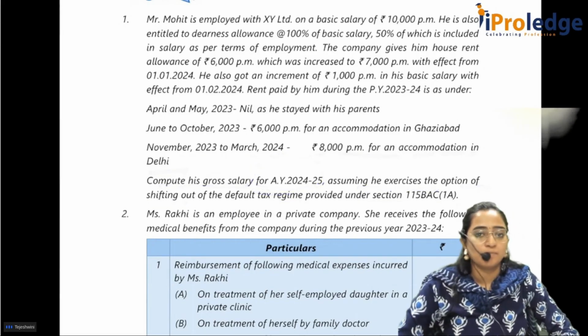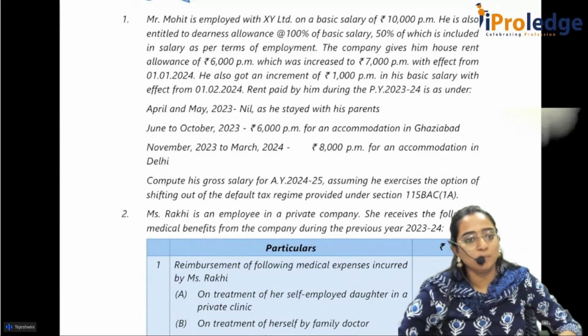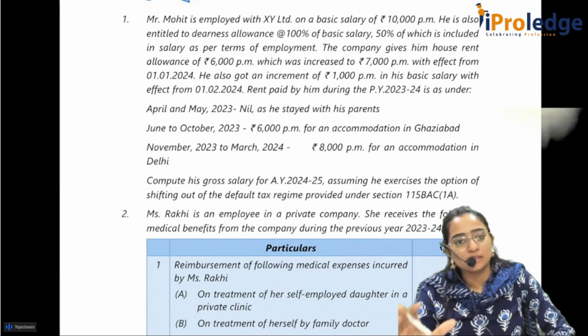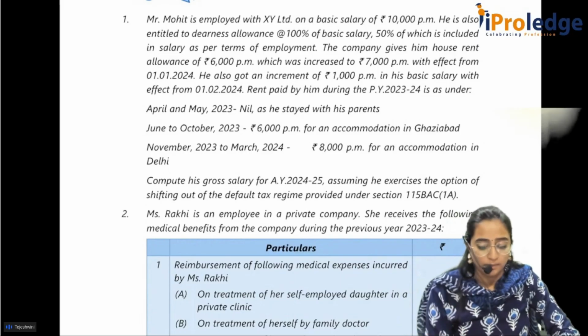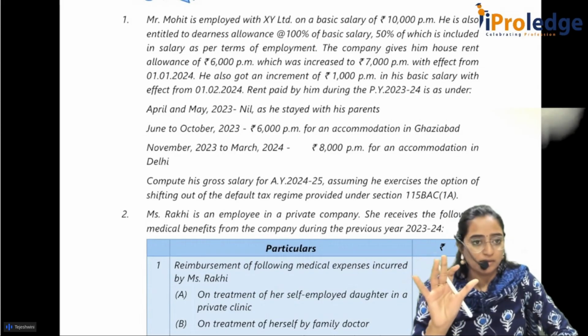Suppose if they would have given in the question that the fellow has opted for 115BAC, would you give HRA exemption? Would you even calculate exemption under section 10(13A)? No, we would not do it. Understanding everyone? Clear? Now, always read the question in plain language, identifying the question.